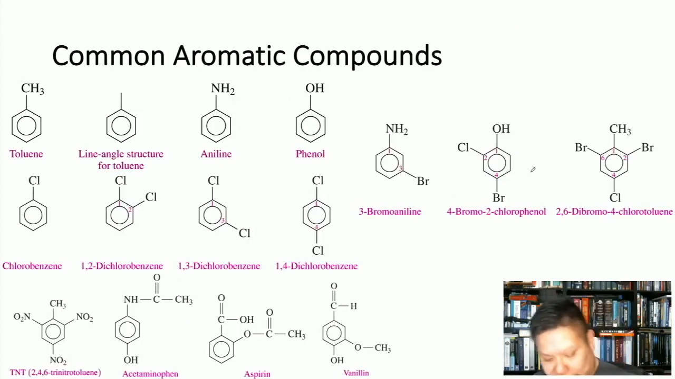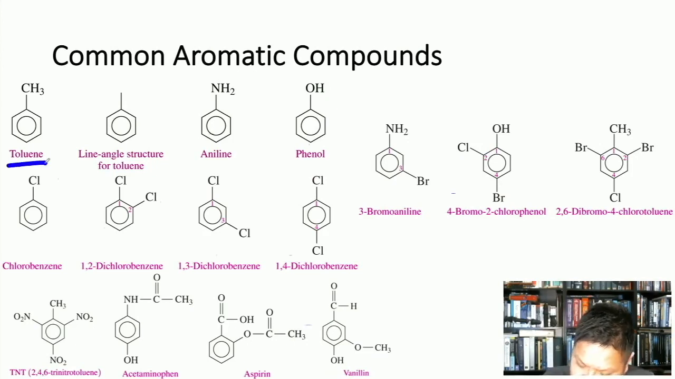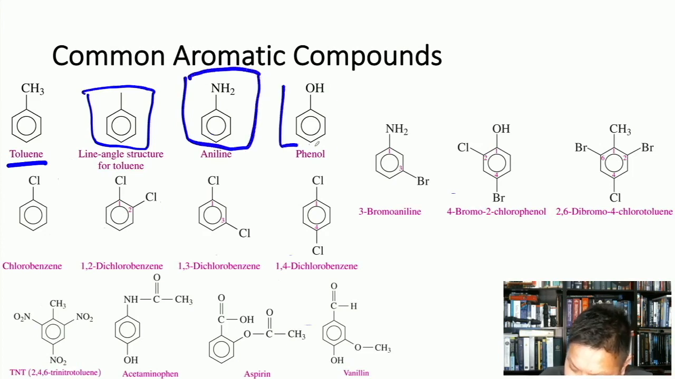So here's some more aromatic compounds. We've got toluene here. Again, this is like a combination of line angle and condensed structure or formula. So a real line angle of toluene looks like this. Here's aniline. Here's phenol. Phenol is another very common one. We use that a lot in biology, forensic biology to be exact, to do chloroform phenol extractions of DNA. That's good times.